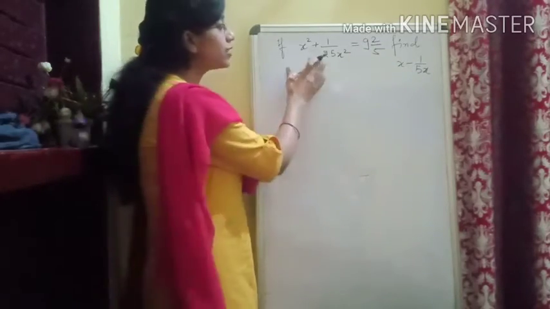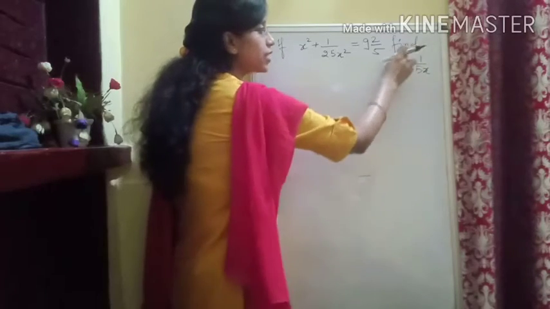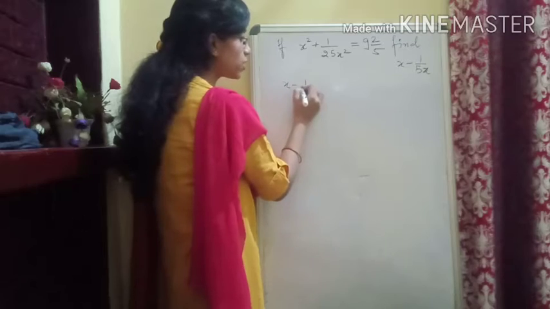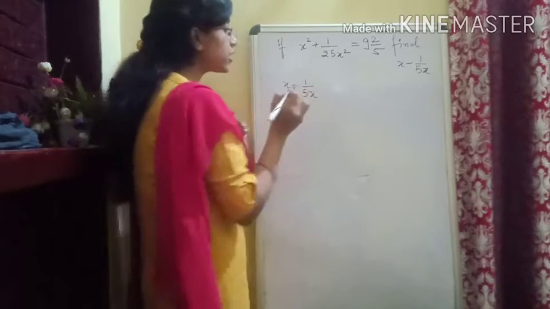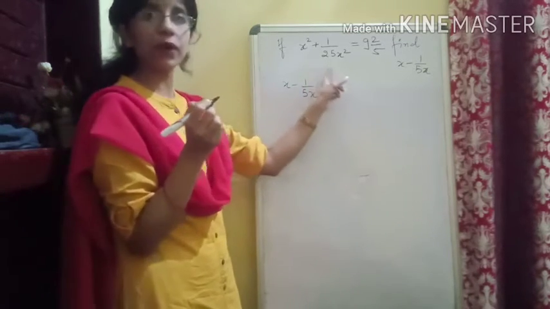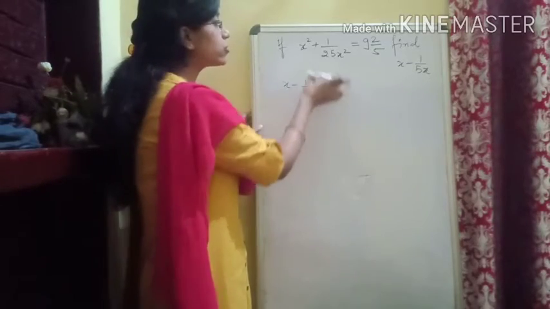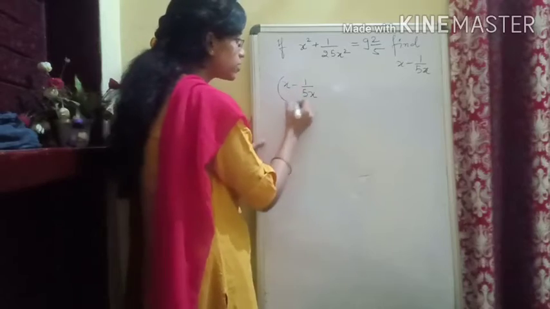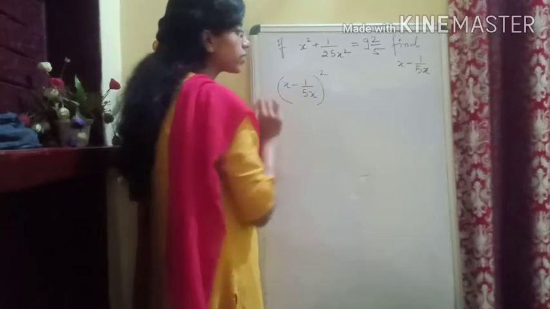Okay, so by seeing this, whatever we have to find, we have to find x minus 1 upon 5x. If we take this and we do the whole square, you will eventually get this term. I hope you all can recall the identity. Now let's see what will happen if we square this given term.